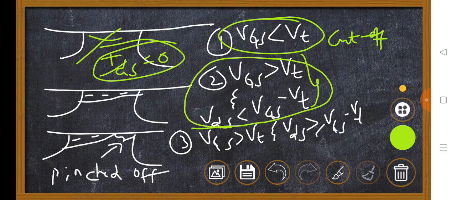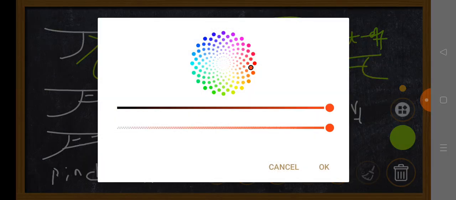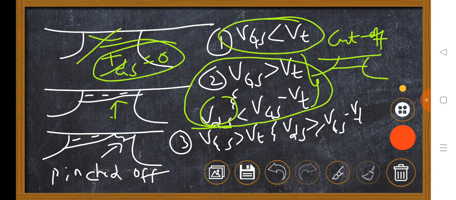VT. Is it clear? There is a channel, but observe that previously when VGS is greater than VT, the channel is like this, full-fledged. Now when VDS comes into the picture, it will slightly bend, because of the reverse bias present in the PN junction diode. Now if you observe the third condition, when VGS is greater than VT and VDS is greater than or equal to VGS minus VT.